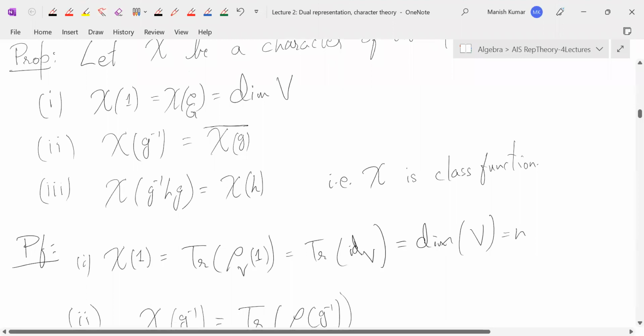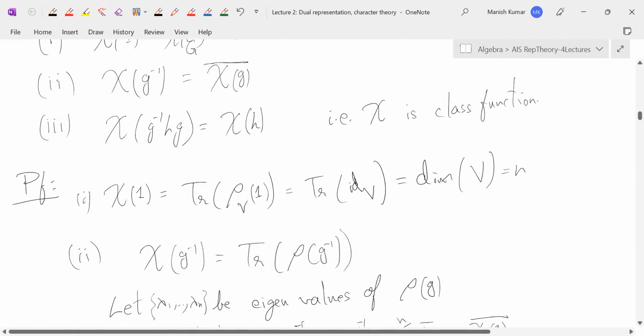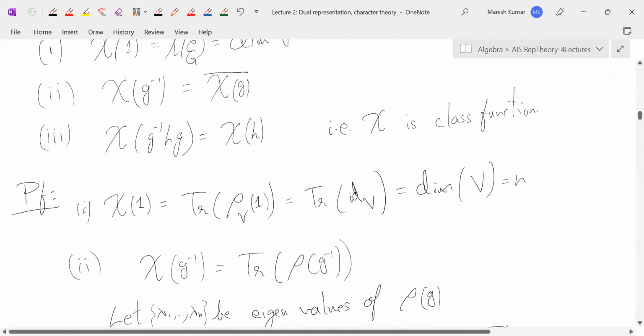Chi of 1 is the trace of the identity matrix, which is the same as the dimension of the vector space. For the second one, note that chi of g inverse is the trace of rho g inverse. And what is rho g inverse? So rho g inverse is the inverse matrix of rho g, yeah?